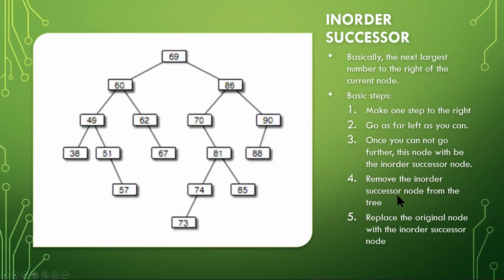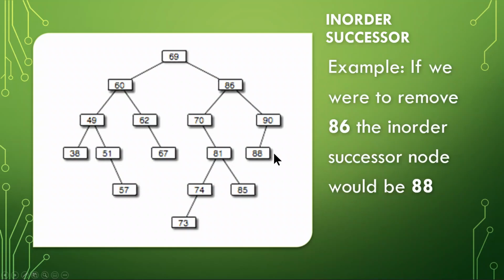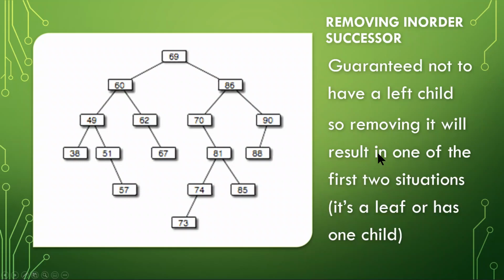Now we'll remove the in-order successor from the tree, replacing the original node with the in-order successor. So the idea is that now 88 would have to be removed, and then it would be put up here to replace 86. So 86 would go up here where 88 is. So like example, if we were to remove 86, the in-order successor is 88, like I said. Now, removing the in-order successor, you're guaranteed not to have a left child, because if there's a left child, you should have been able to go left once more.